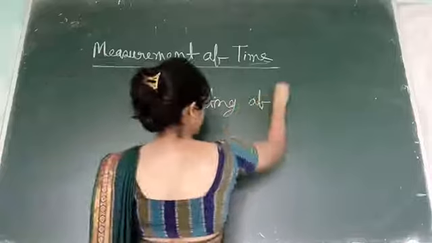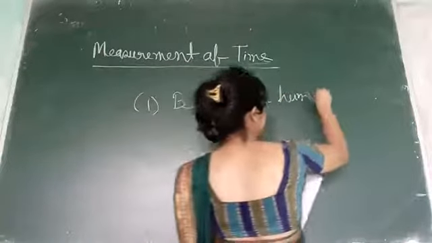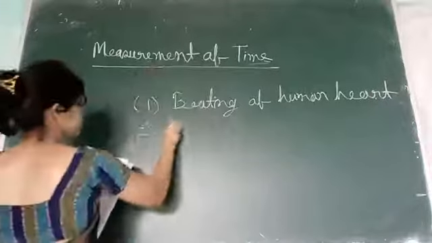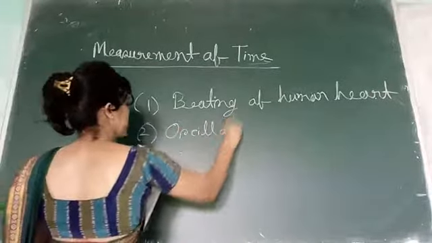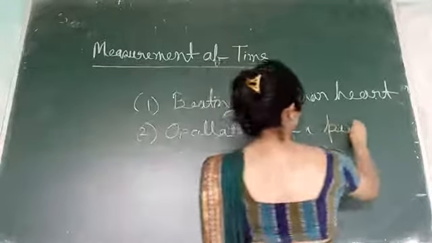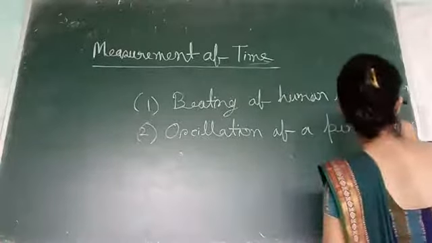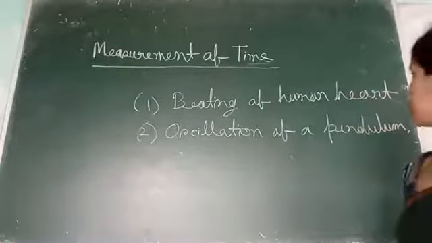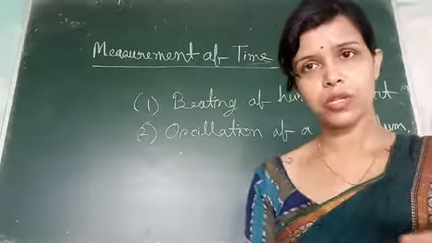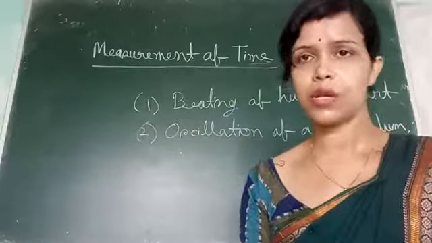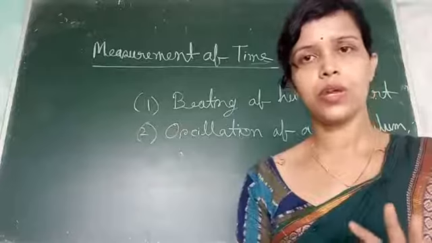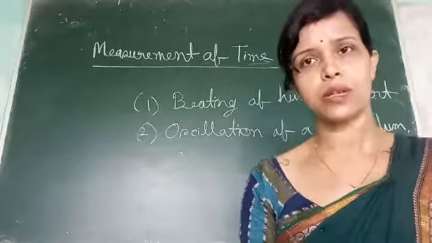Number 1, beating of human heart. Number 2, oscillation of a pendulum. So beating of the human heart and oscillation of a pendulum, both phenomena occur after an equal interval of time. Such types of phenomena can be used as a time standard.